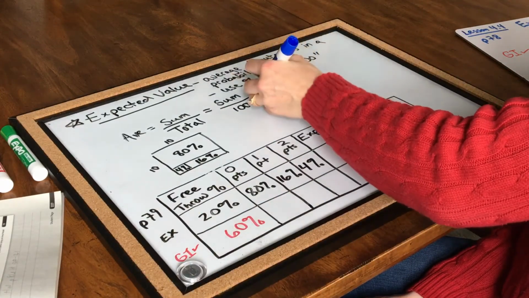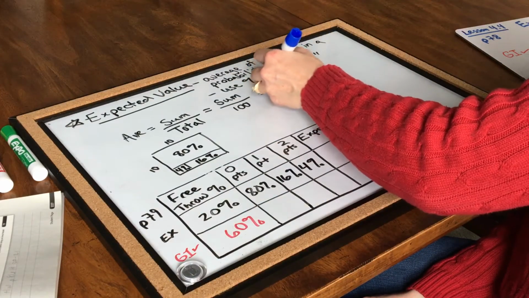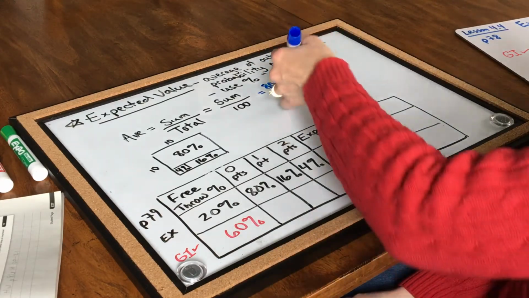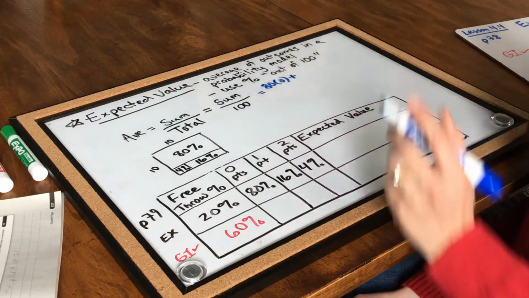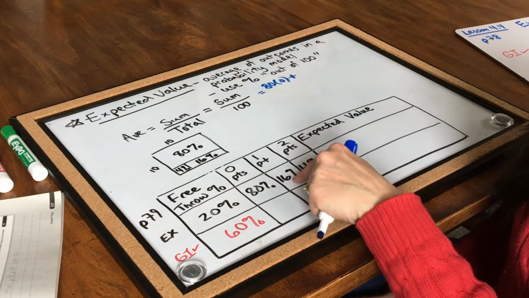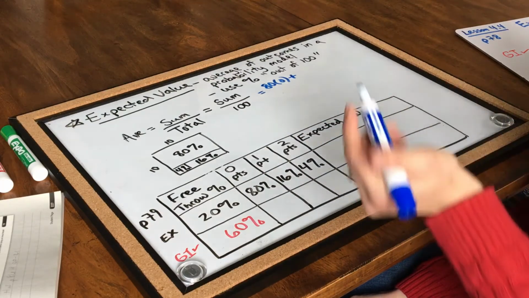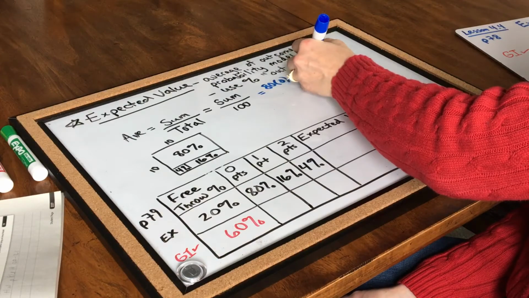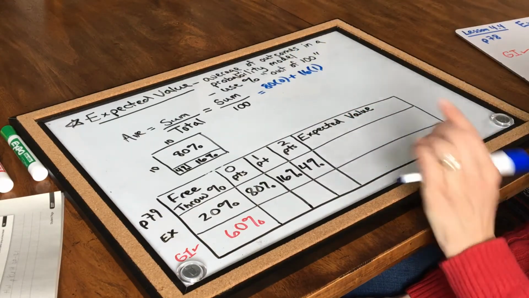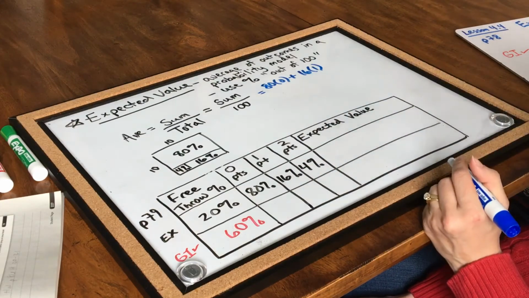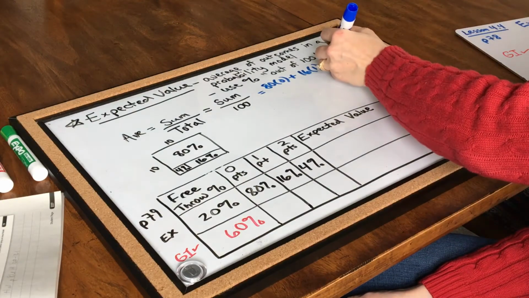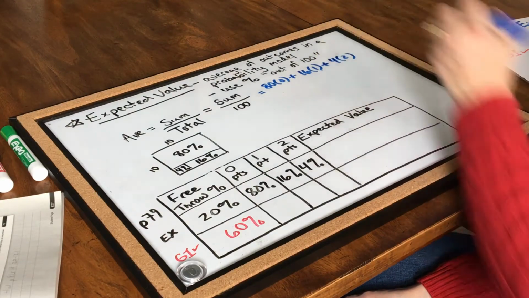So 80 times 0. Out of 100, she scores 0 points 80 times. Then she scores 1 point 16% of the time, so I'm going to take 16 out of 100 times and multiply that by 1. And then 4% of the time, she scores 2 points, so in my average, I'm going to add that.